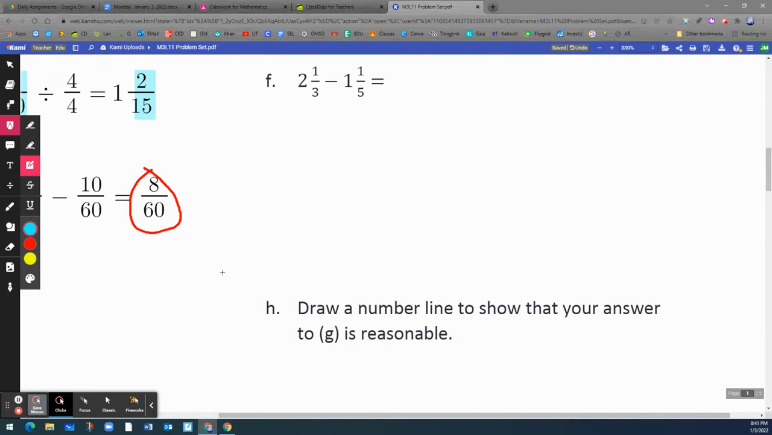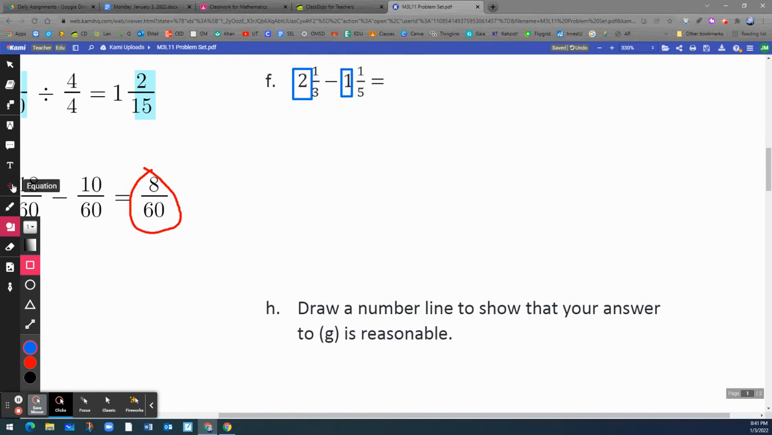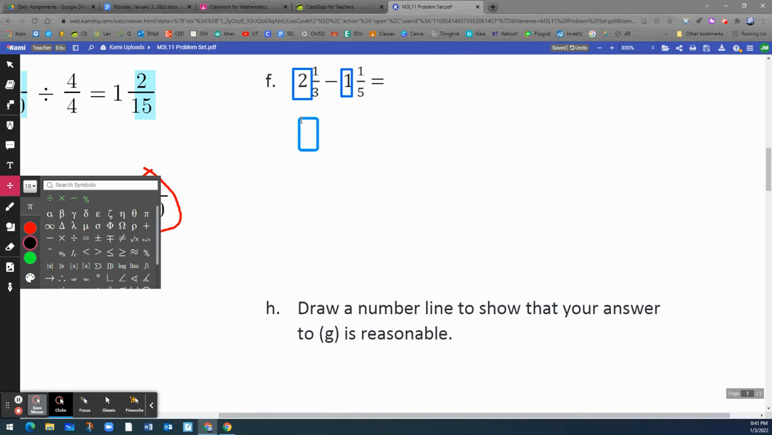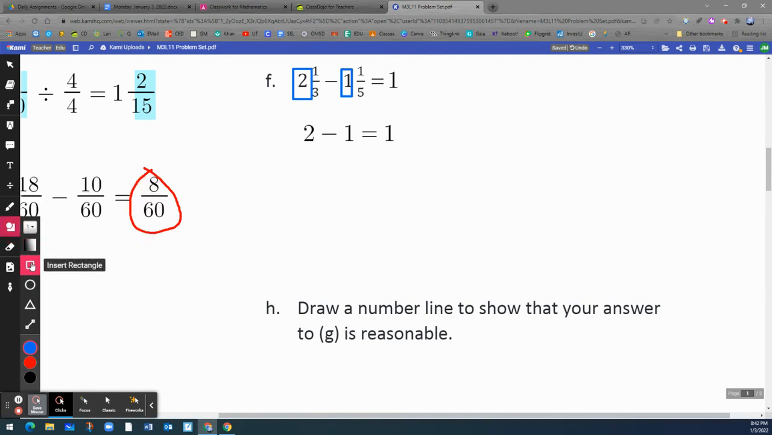If we look at this other segment, which is F, first of all, we're going to identify the whole numbers. So the whole numbers are 2 and 3. So that's going to be our first step to solve the problem. 2 minus 1 equals 1. Okay, so that's the first part, and we're going to write the answer right next to the original expression.